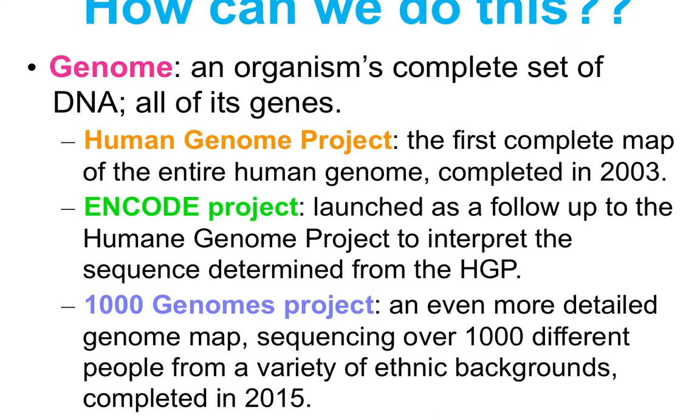And so we're calling it the 1,000 Genomes Project. That was the even more detailed genome map, which we sequenced over 1,000 different people from a variety of ethnic backgrounds. And that took the better part of a decade, but it was completed recently in 2015. And what we were trying to do is get a whole variety of genes that were located on different chromosomes.